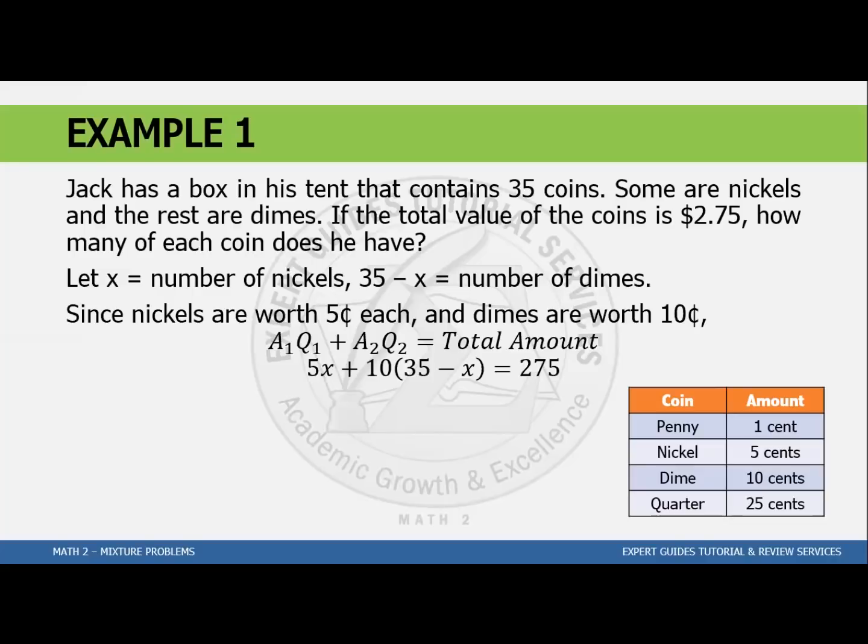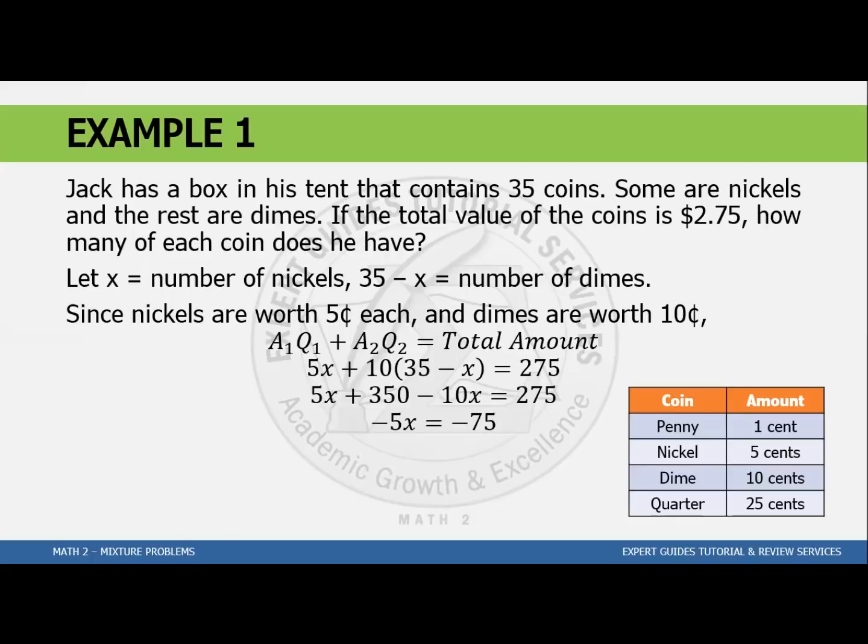The reason why it's not 2.75 is that we are expressing the numbers here in terms of cents na, and in a dollar, you have 100 cents. So you have this equation without decimal points already. So you can distribute 10 and solve for X in this case. So you have 5X plus 350 minus 10X equals 275.